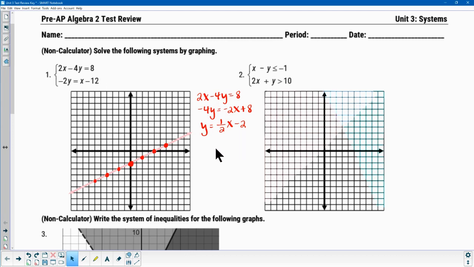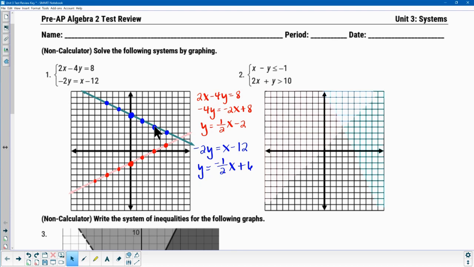I'm going to rewrite this so that it's y equals -1/2 x plus 6. So this time my y-intercept is 6. So I'm going to go up to the 6th value, and instead of a positive 1/2 slope, this is a negative 1/2 slope. So I'm going to go down 1 over 2, down 1 over 2.